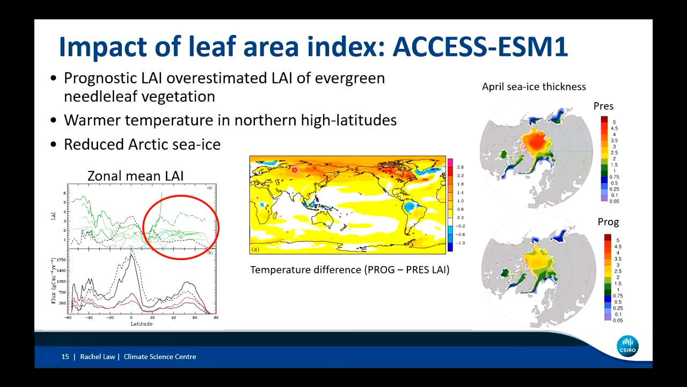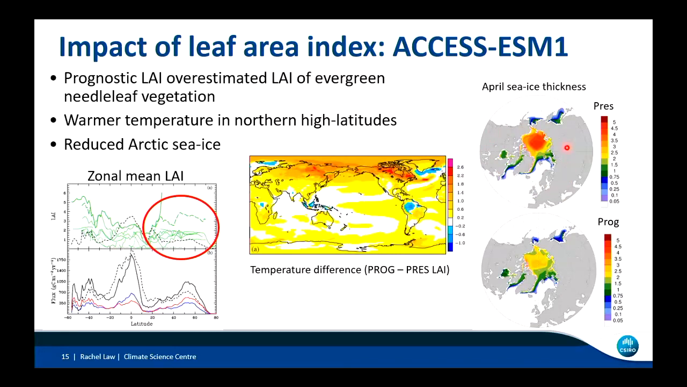And what we found here, this is a plot of zonal mean LAI. This is the northern hemisphere. The prescribed value is this black dashed line. Every vegetation type, but particularly the evergreen needle leaf vegetation, overestimated the leaf area index. This then led to a temperature difference, which was predominantly in the northern high latitudes, which then led to quite a dramatic decrease in April sea ice thickness.